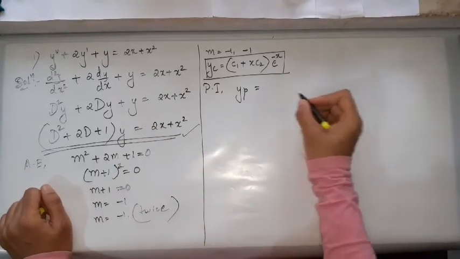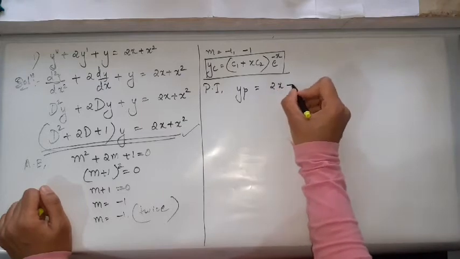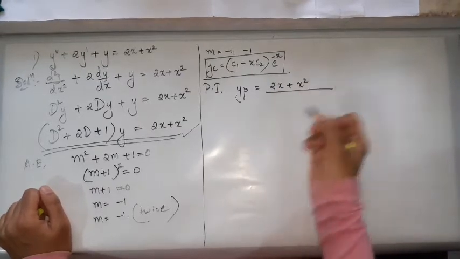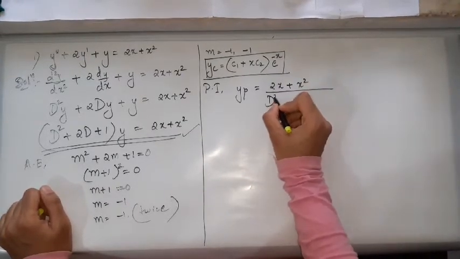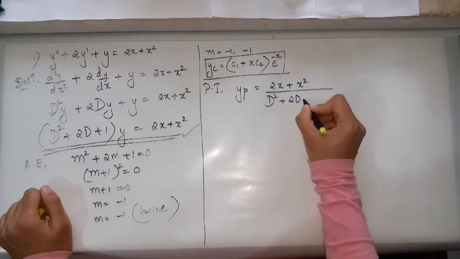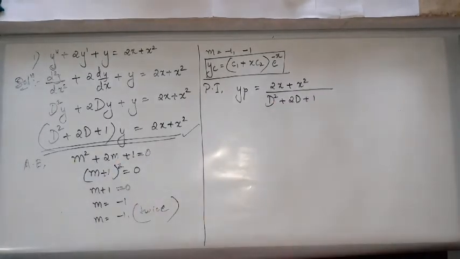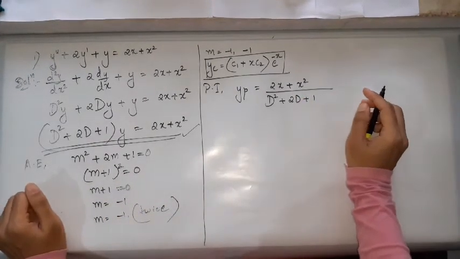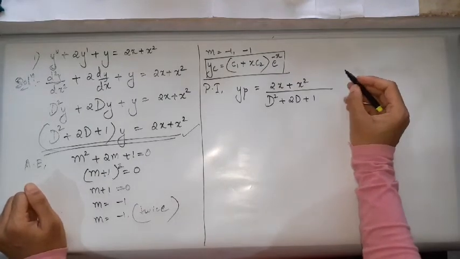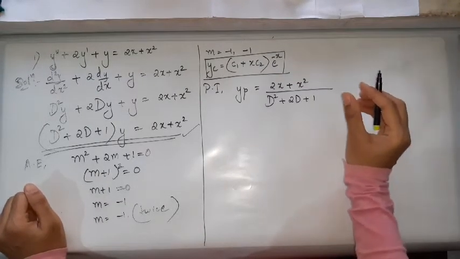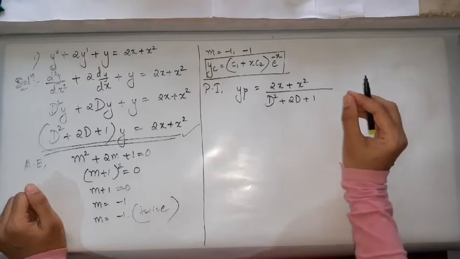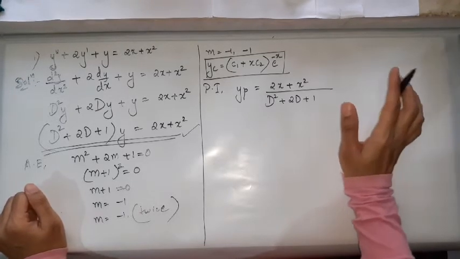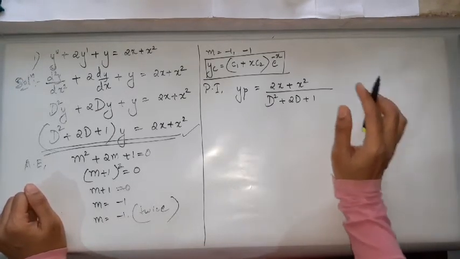Okay, so what is your y from this equation? It is 2x plus x square divided by d square plus 2d plus 1. Okay, now all of you please pay attention. This is a new kind of problem for you. So please pay attention here. The basic rule here, step by step, you can keep your pen and paper aside now. Just listen to me carefully. Just follow the steps properly.